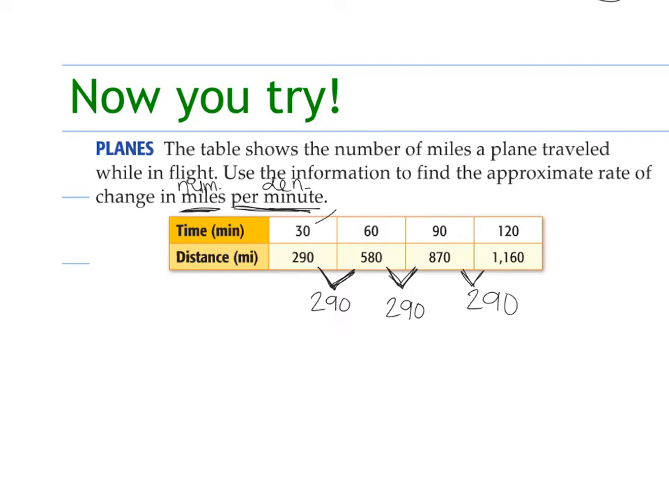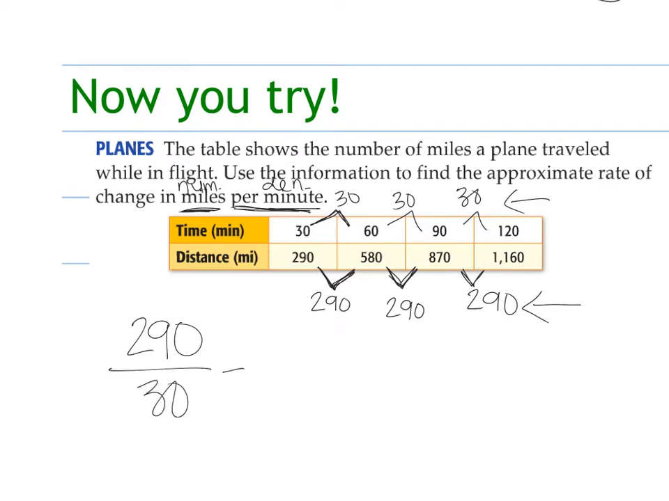Now we take the difference here. 30 to 60 is 30. 60 to 90 is 30. 90 to 120 is 30. So then what we do is we take the change in miles over the change in minutes. So 290 miles in 30 minutes. And then we want it over 1.